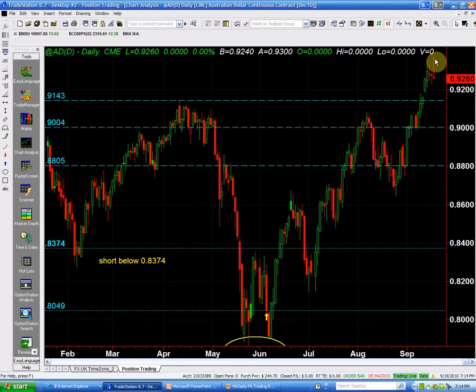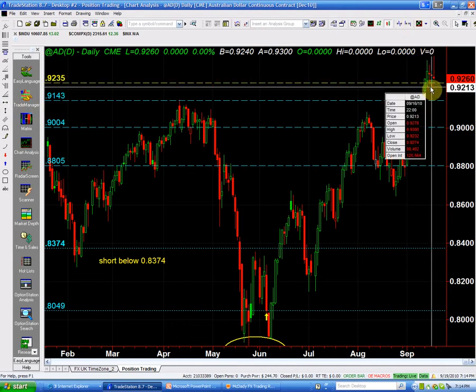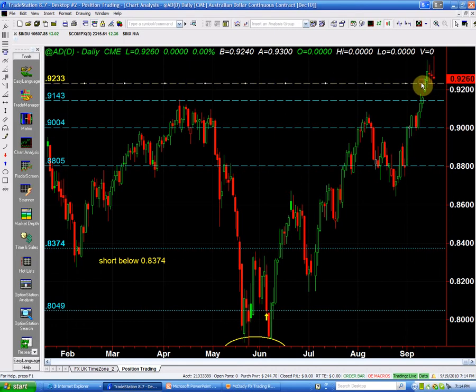So in this case, we are going to be cautious about the Australian dollar, and we are going to say if the Aussie dollar index trades below 92.32, then that will be my first sell signal. So as long as the Aussie dollar is above 92.31, I will still be looking to be a buyer of the Australian dollar.